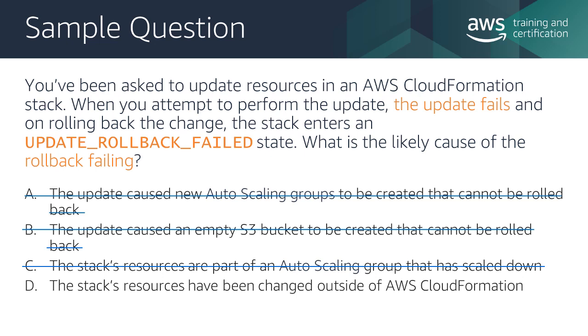Next, let's get rid of both options A and C. The update caused new auto scaling groups to be created that cannot be rolled back, or the stack's resources are part of an auto scaling group that is scaled down. In both cases, none of that's going to cause a rollback to fail, which then leads us to option D, which absolutely can cause a rollback to fail. After the stack was created, something modified those resources outside of the CloudFormation process, which means CloudFormation couldn't find it, couldn't touch it, therefore it can't roll it back.